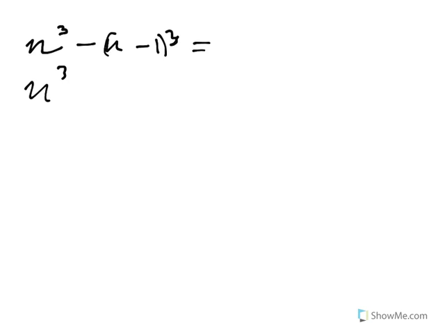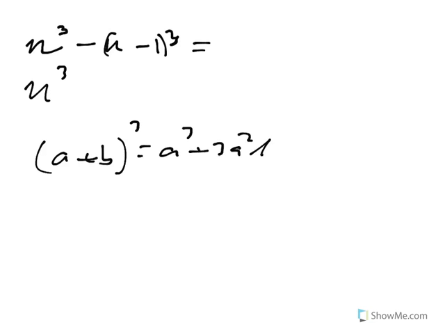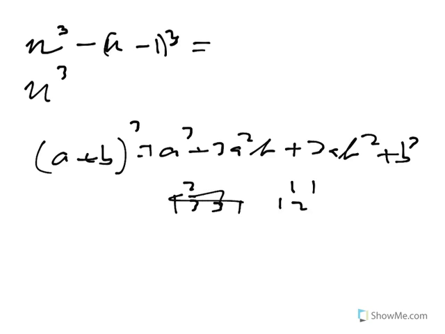Now when you raise n minus 1 to the third power, there's a general rule about raising a binomial to the third power. It's going to be a cubed plus 3a squared b plus 3ab squared plus b cubed. These coefficients 1, 3, 3, 1 came from the third row of Pascal's triangle, where every number is the sum of the two numbers above it.